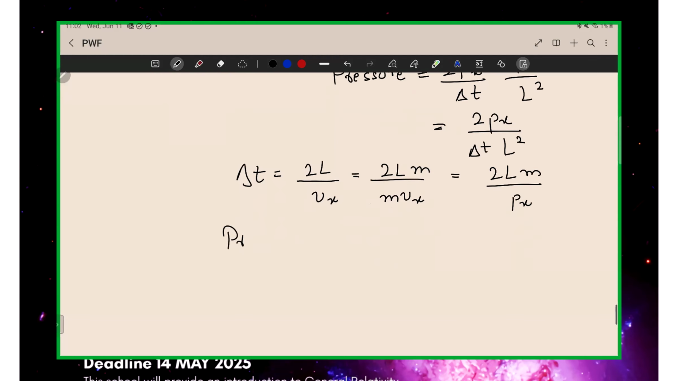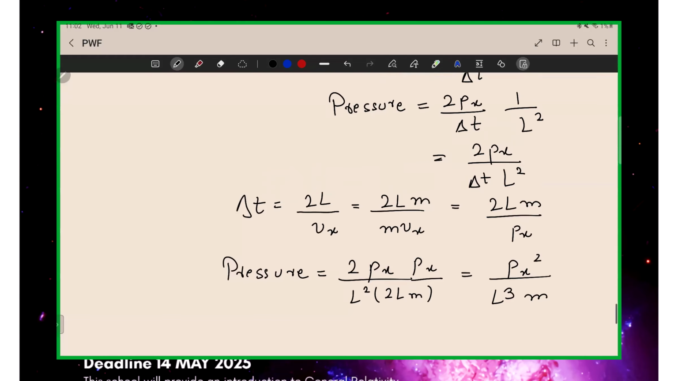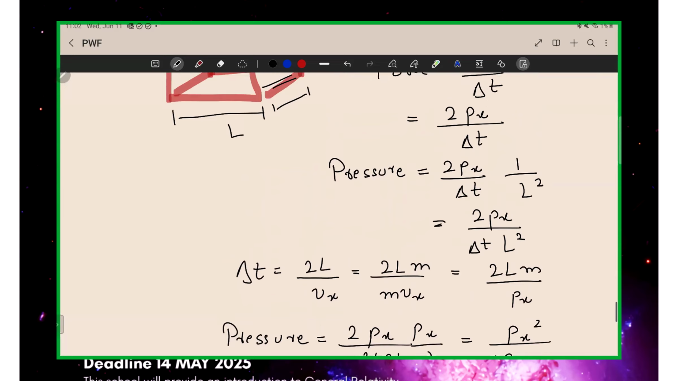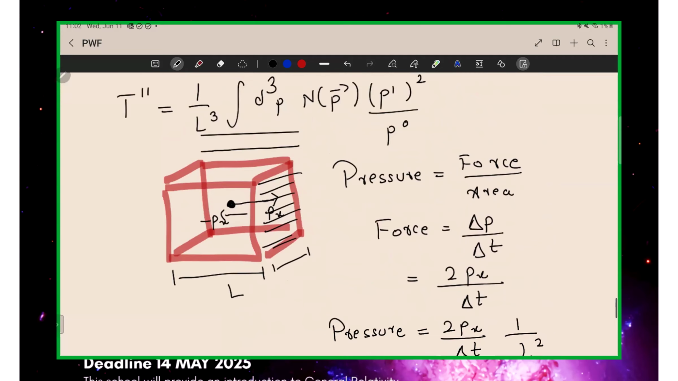So the pressure becomes 2px divided by delta t, sorry, L squared. Delta t is 2Lm divided by px. So you get another px here, and you get px squared over L cubed m, something like that. I think I'm running out of time, but let me just show you that you have this factor, p squared over L cubed, and that appears.